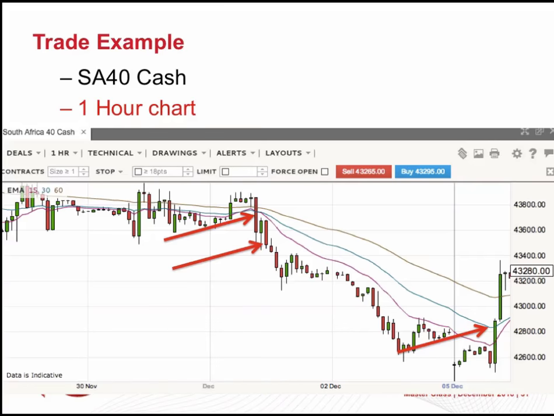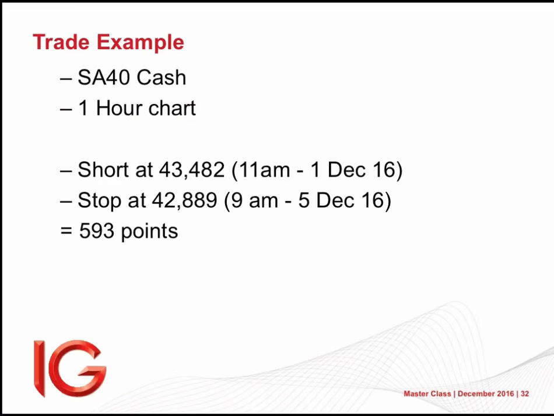My next candle's green, so what do you do? Nothing. But it doesn't break the 15, so my trigger's still live. The next candle is red, boom, second arrow, you take yourself a short on the SA40. This was sometime last week. This is an hourly chart. Down, down, down, falling nicely, nice gap down, and then a horrible candle stops you out, you exit at that point. This particular trade ran from 1 December to 5 December, so you held over a weekend. It made you 593 points over the process on a one-hour chart.